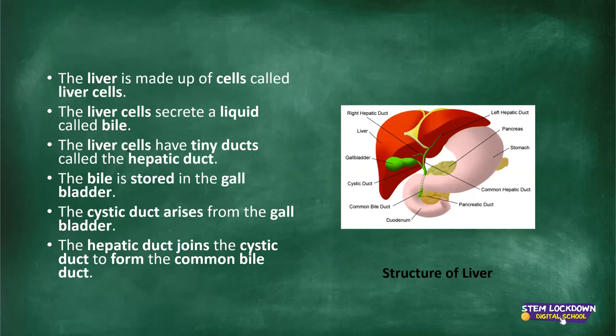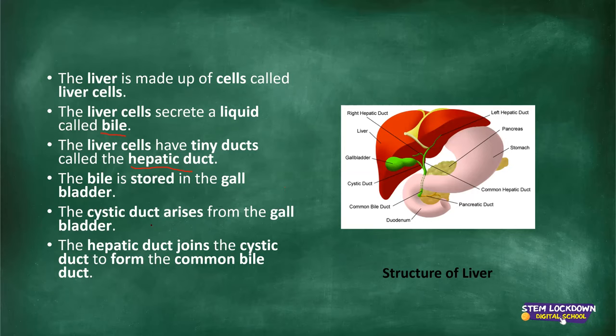So here, guys, we have a structure of the liver. The liver is made up of cells called liver cells or hepatocytes. Okay, guys, the liver cells secrete a liquid called bile, right? We dealt with bile, guys. The liver cells have tiny ducts called hepatic ducts. And the bile is stored in the gallbladder. Remember, we said that the liver manufactures the bile and then it is stored in the gallbladder, right?